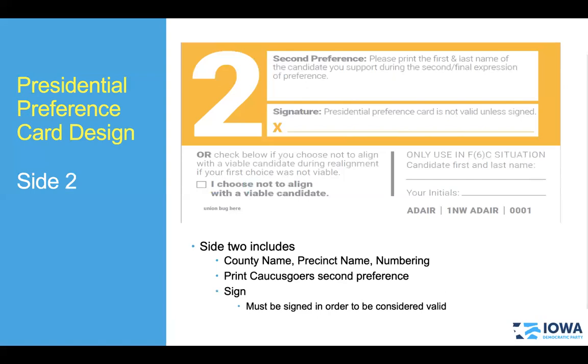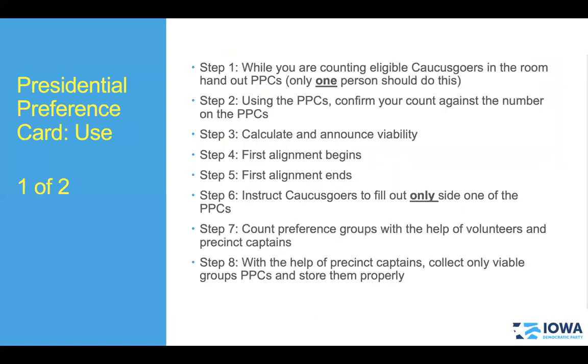For those of you in larger precincts, we will go into more depth once you are a confirmed temporary chair about what to do if you were to potentially run out of presidential preference cards. So we will have that in a later training for you once you are a confirmed temporary chair. Now, going through a step-by-step process of how to use these cards in the room.